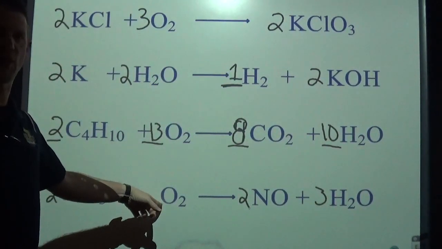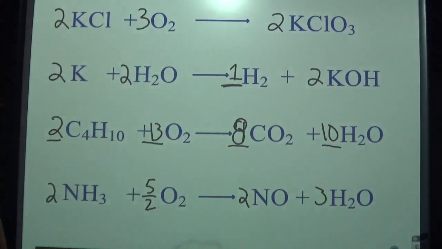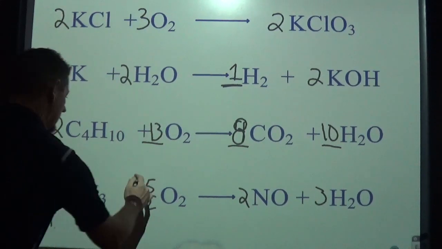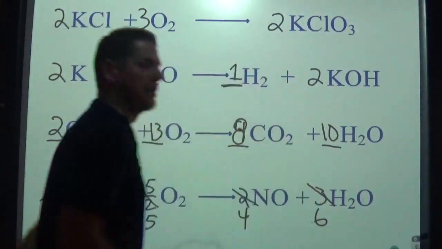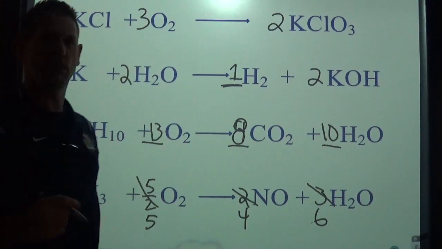2 times what equals 5? Don't say nothing. It's 5 halves. This is technically balanced, but it's not properly balanced. So just double everything. This becomes 4, this becomes 5, this becomes 4, this becomes 6, and we're balanced. Sound reasonable? Okay.